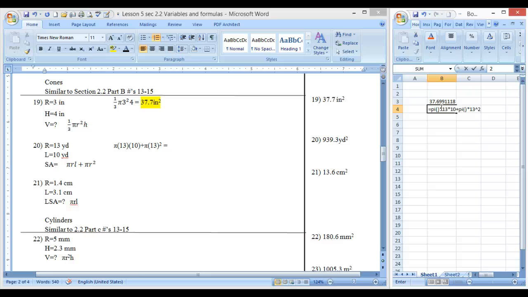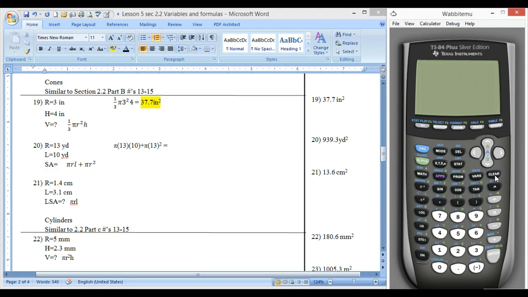Now some of you are thinking, wait a minute, how can I just type that all in? Microsoft Excel and the calculator already know the order of operations, and they will do them in order and give you 939.3. Or we can do it in our calculator.